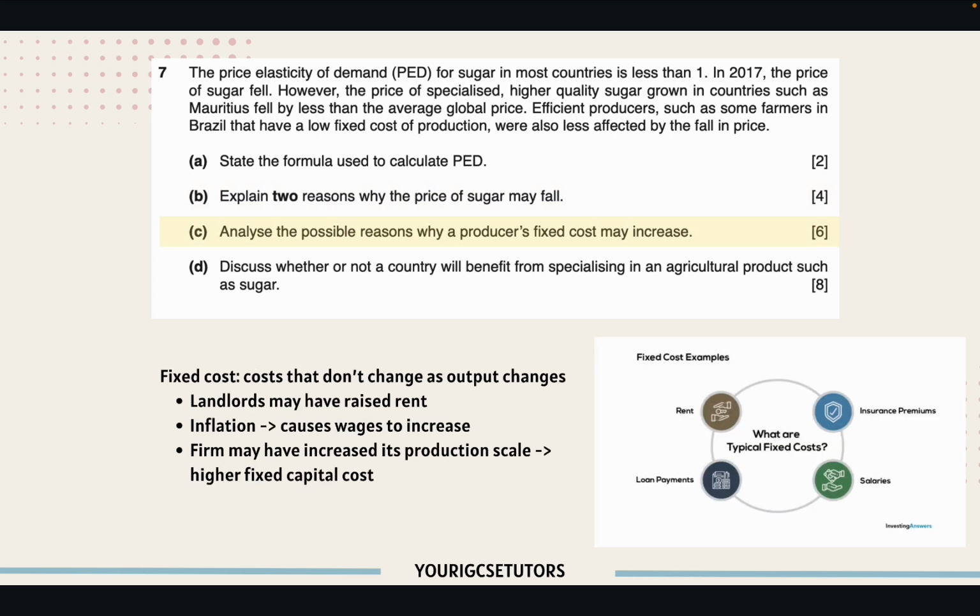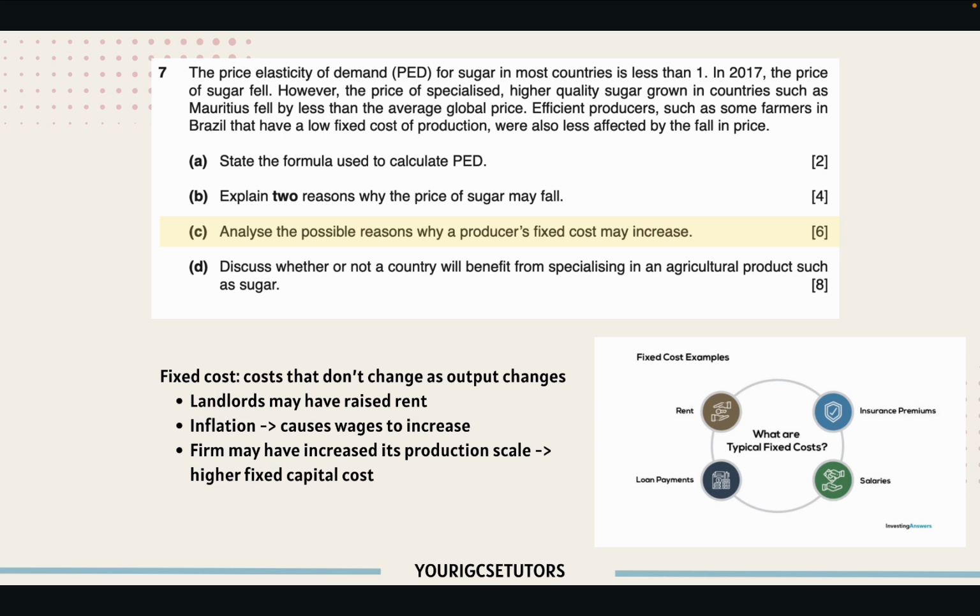Okay, part C. Analyze the possible reasons why a producer's fixed cost may increase. So fixed costs are the production costs that don't change as output changes. And to analyze this question, you can first write the definition for fixed costs and then analyze the reasons.